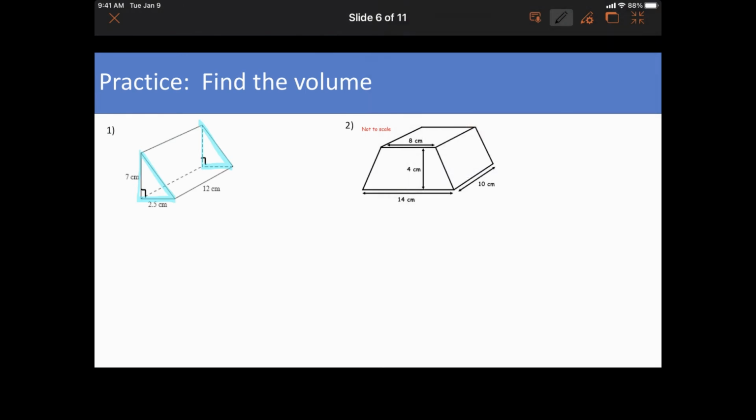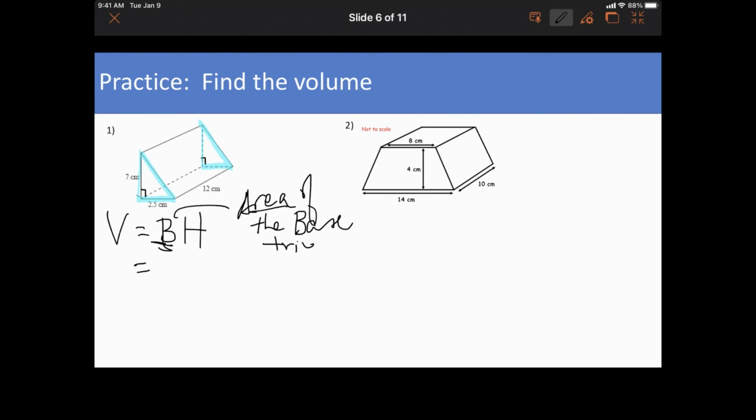So write down the generic formula. So V equals capital B times capital H. Now this B, it's an area formula. So remember, this is area of the base. So it's an area formula. So what is this shape? So this is going to be a triangle. So this is our triangle base. So the area formula is going to be, so I'm going to change it, half base times height. Now notice how I write the letters. This base times height is lowercase in relationship to the area. So the capital is the three-dimensional shape, and the lowercase is the two-dimensional shape.